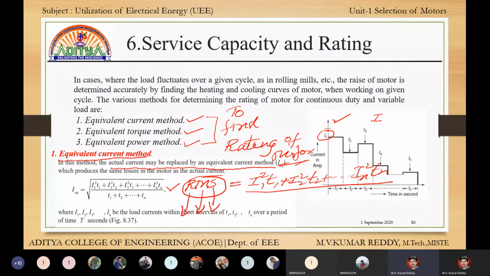We come from the end point to the starting point. First you find the square of the terms. Next, mean means average: the sum divided by t1 plus t2 and so on up to tn. Next one is root: finally you find the root of this total value. This is the root mean square formula we follow for the equivalent current method, equivalent torque method and equivalent power method.